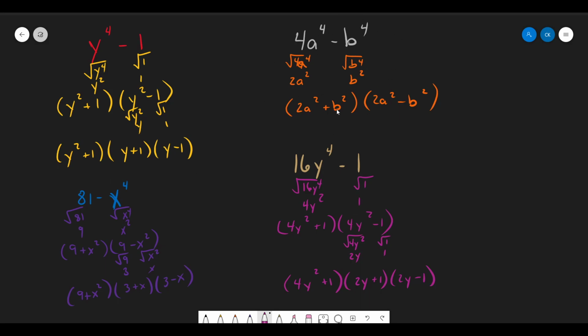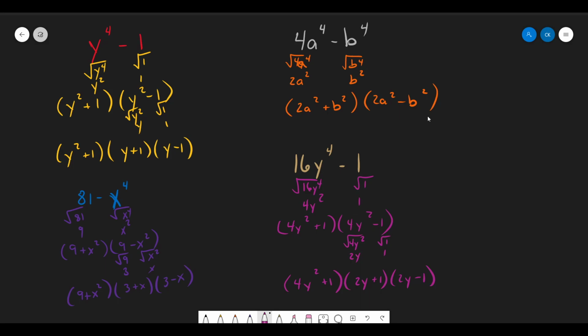For the second one here, I tried to trick you. Yes, it can be factored by difference of squares. The square root of 4a squared is 2a. The square root of b to the fourth is b squared. So it would be 2a plus b squared, 2a minus b squared. But then when I look at my second parenthesis, 2a cannot have a square root taken. 2 is not a perfect square. So I can't factor this again. This is just the final answer here.